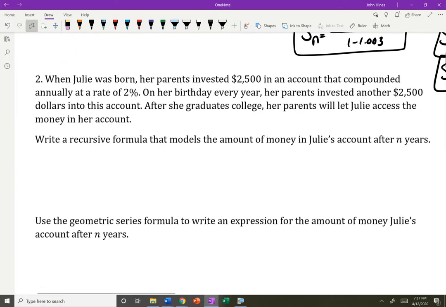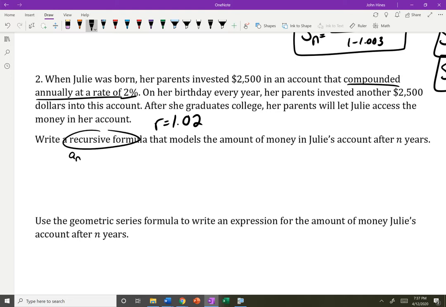So when Julie was born, her parents invested $2,500 in an account that compounded annually at a rate of 2%. So what's my multiplier here? My multiplier is 1.02. I'm growing by 2% annually. On her birthday every year, her parents invest another $2,500 into this account. Julie is loaded. After she graduates college, her parents will let Julie finally access this money. So write a recursive formula, that's the one with the a sub n's, that models the amount of money in Julie's account after n years.